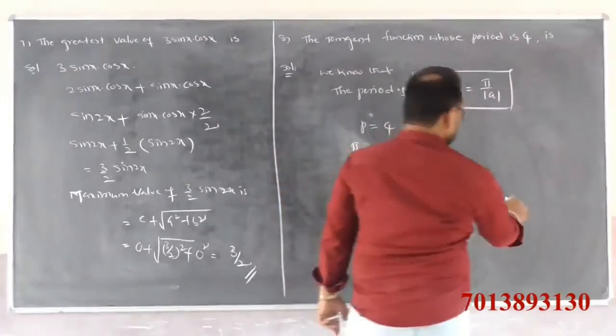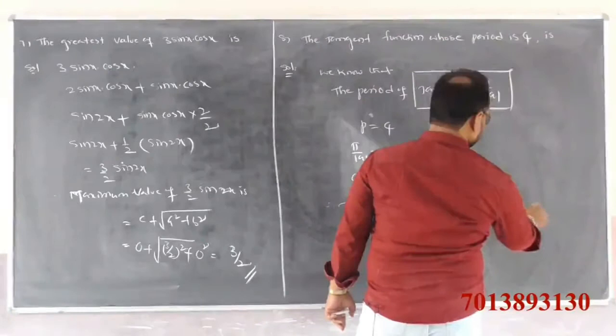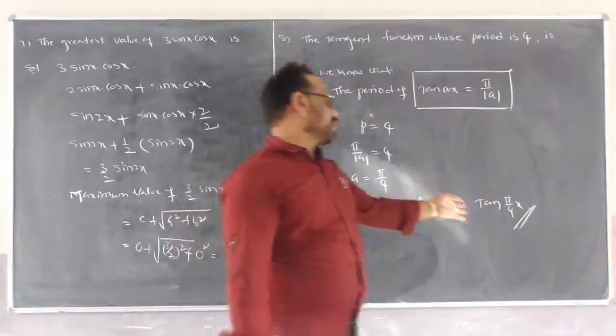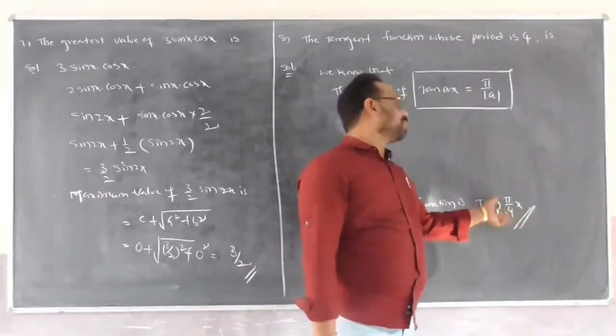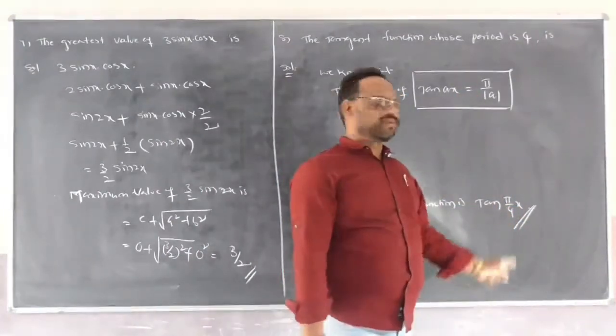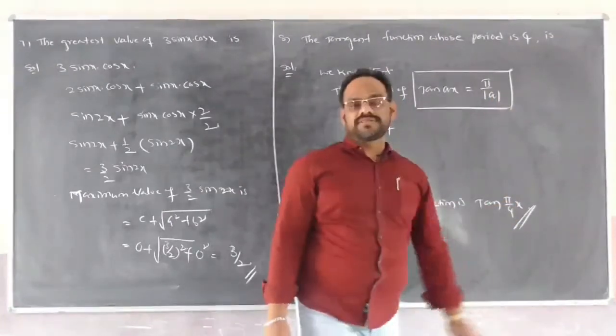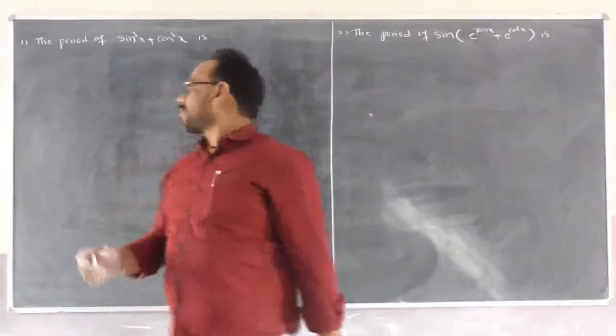Pi by 4 times of x. Therefore, the tangent function tan(pi by 4 times x), what is the period? The period is 4. Yes.